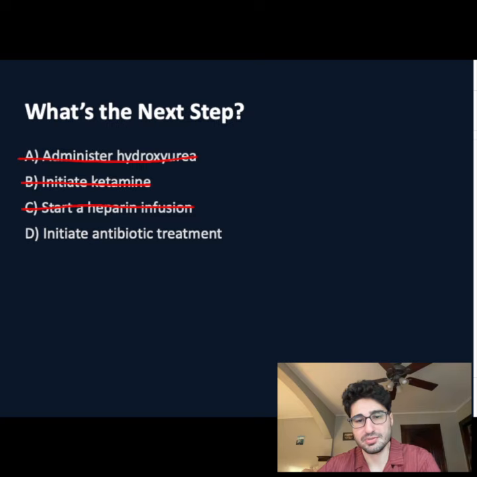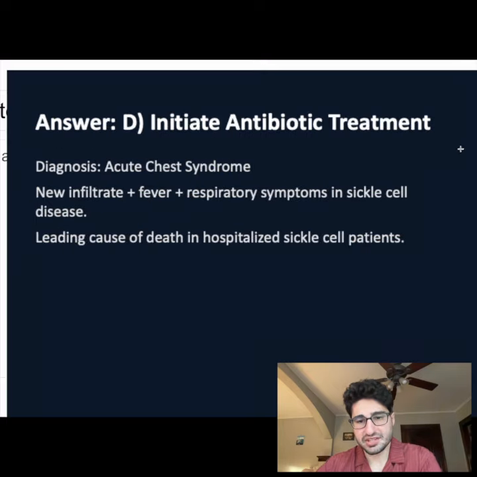The correct answer is going to be D. We're going to be initiating antibiotic treatment. This patient has ACS. It is very serious. It is a leading cause of death in sickle cell disease, and it presents with new pulmonary infiltrates, fever, and respiratory symptoms, often triggered by a vaso-occlusive crisis or infection.